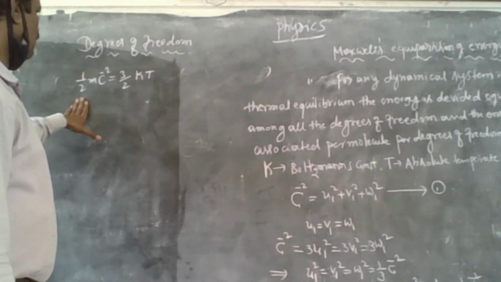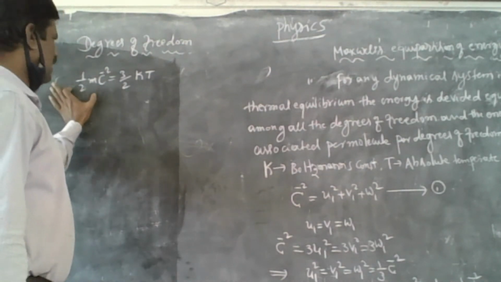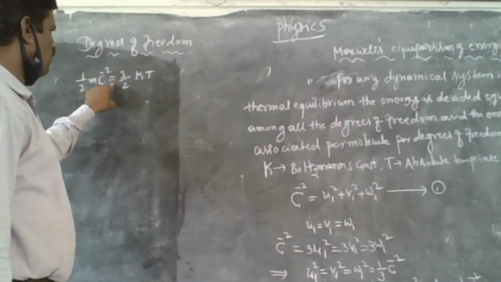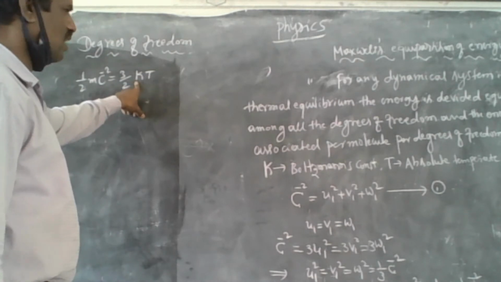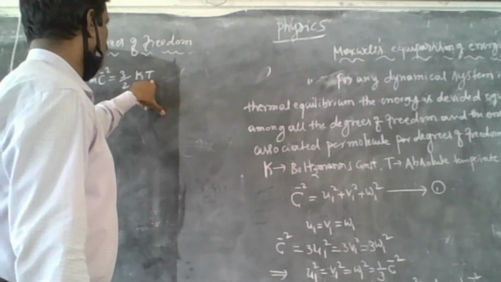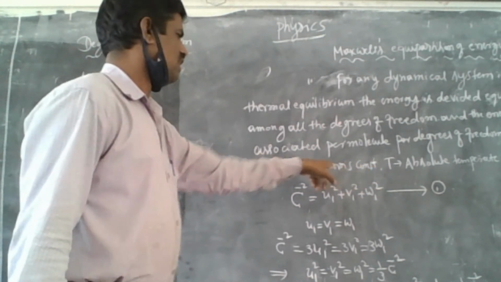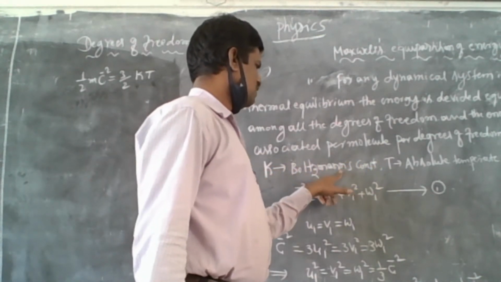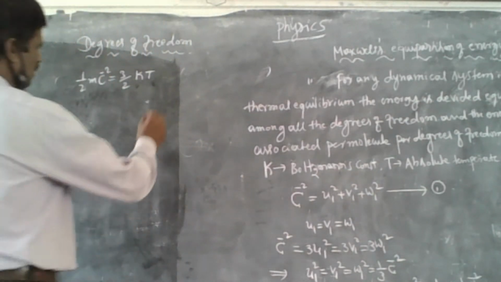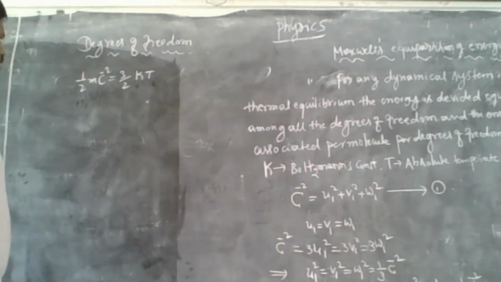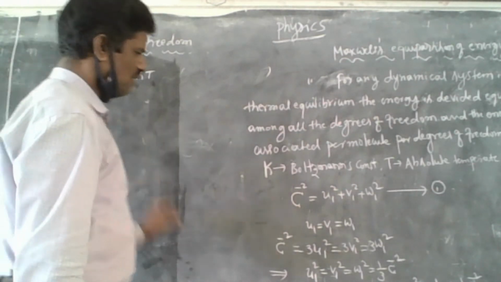What is 1/2 m c bar square? That is known as the average kinetic energy of the molecule, equals 3/2 kT, where k is known as Boltzmann's constant and T is the absolute temperature of the gas molecules. So now 1/2 m c bar square is equal to 3/2 kT.